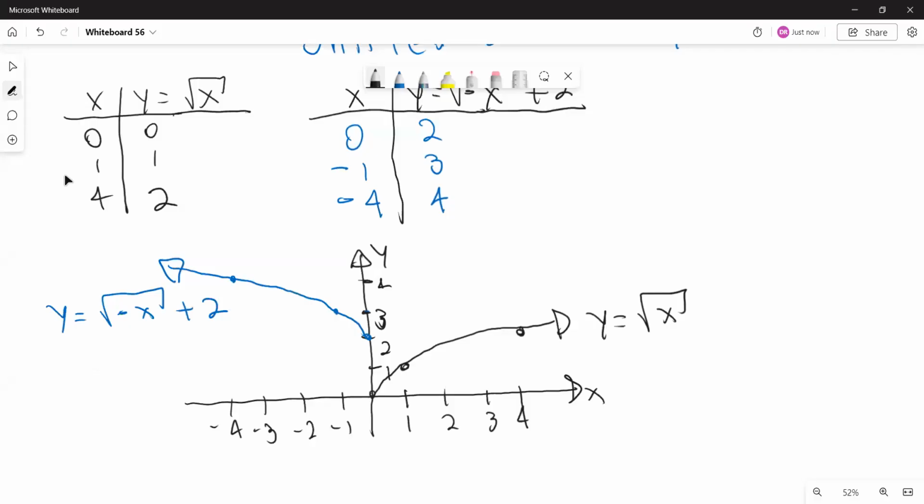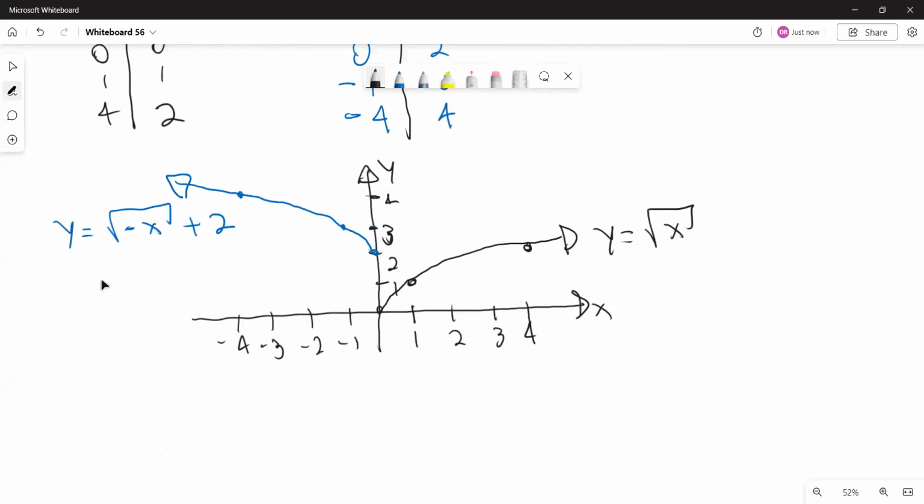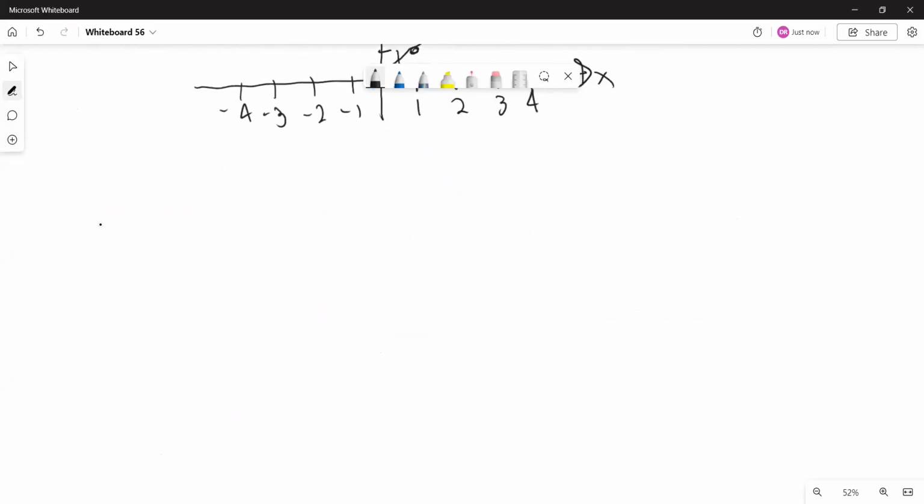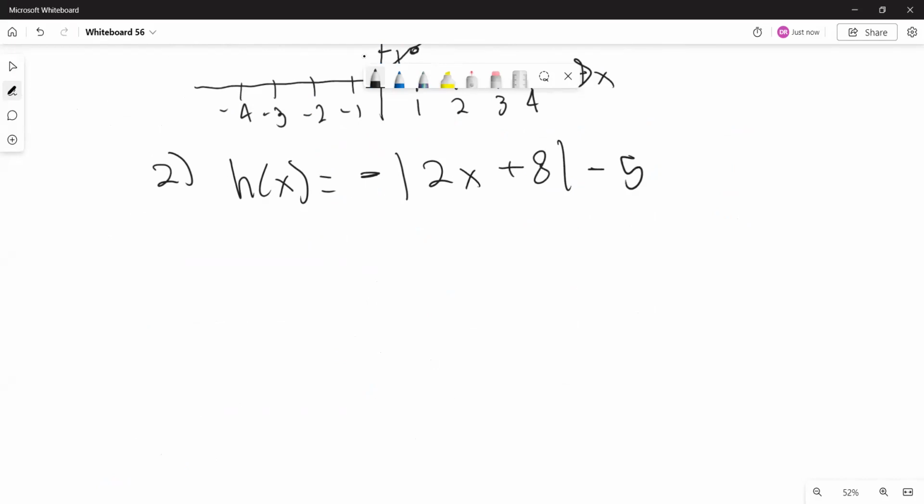I'll do 2 more examples. The next example is number 2. And our function is h of x equals the opposite of the absolute value of 2x plus 8 minus 5. Now you observe the following. Everything is divisible by 2, so this is the same as 2 times x plus 4 minus 5. So we can factor out this 2.